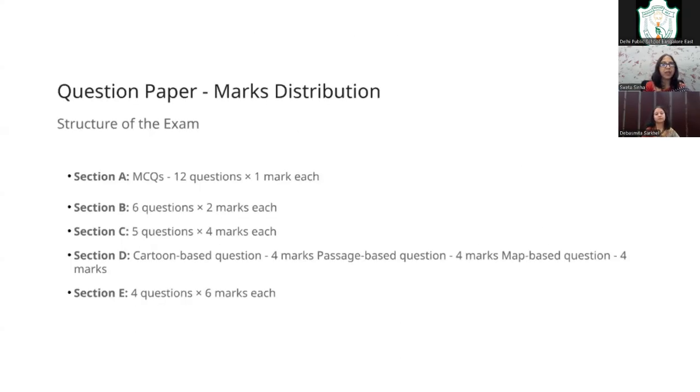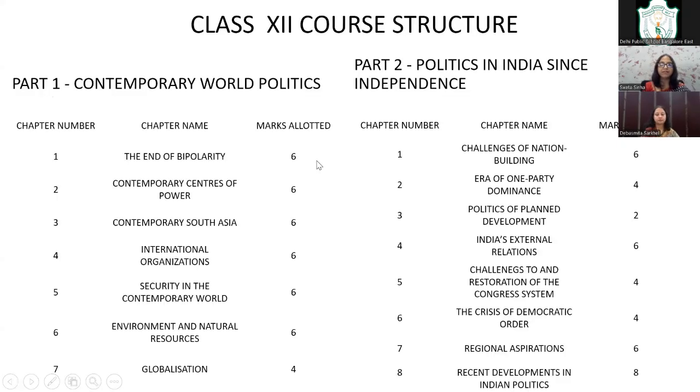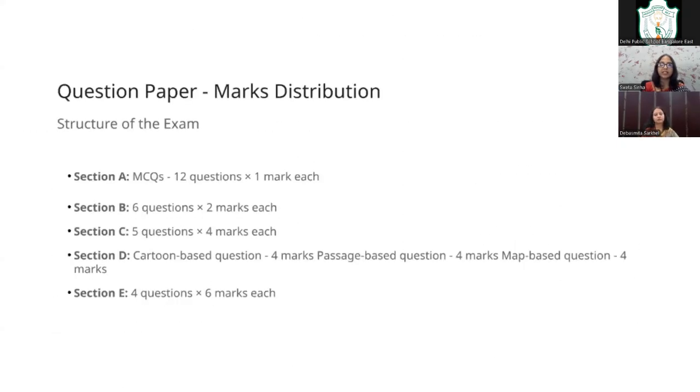Now the question paper marks distribution is as follows. There will be 5 sections. Section A consists of MCQs, where there will be 12 questions of 1 mark each. Section B, there will be 6 questions of 2 marks each. Section C will consist of 5 questions, 4 marks each.